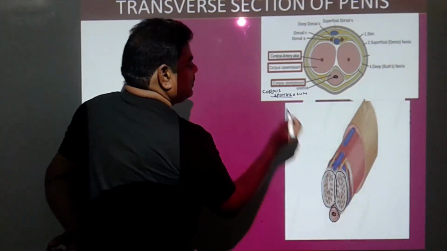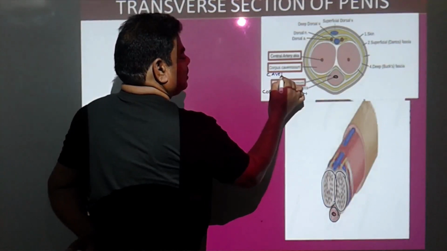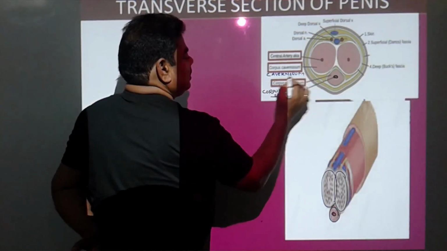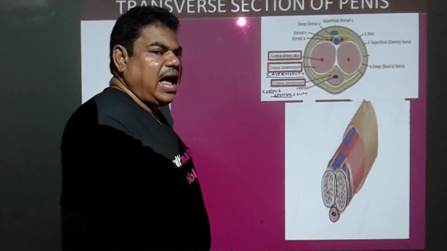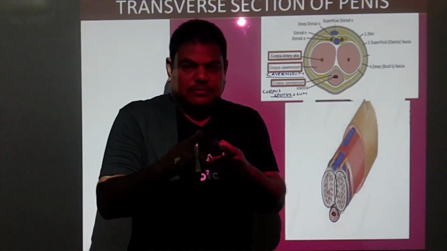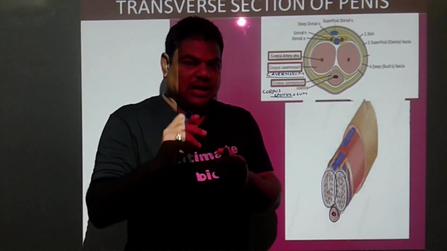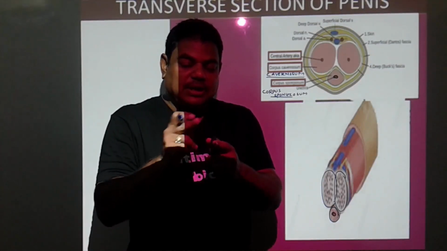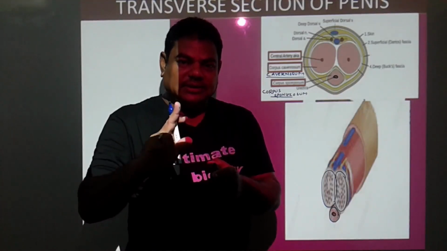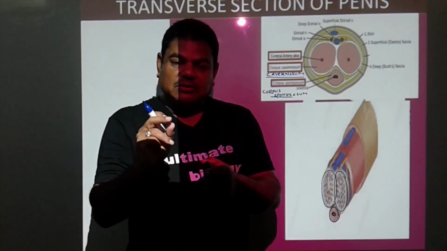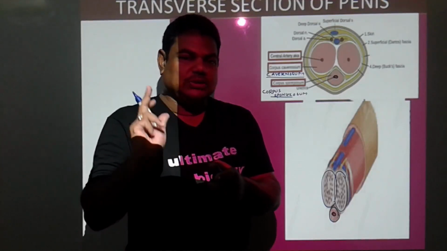This one we call the corpus cavernosum. In the corpus cavernosum, sinuses, spaces, are present, in which blood capillaries and nerve endings are there. If blood comes from the capillaries into the sinuses, the penis gets erected. And if the blood goes back into the capillaries, the penis does not stay erect, it becomes loose like this.